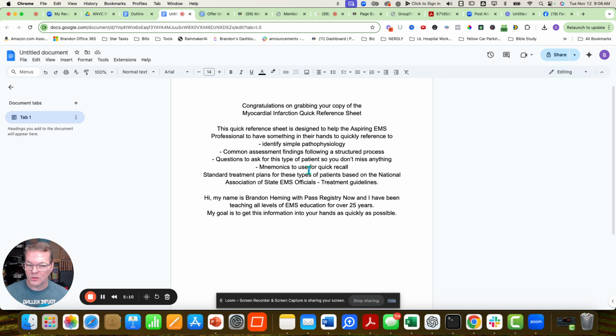Different mnemonics to use for quick recall, and the standard treatment plans based on national guidelines, which is huge because so many places only teach their students the state-level stuff or their local protocols, and that's not it.